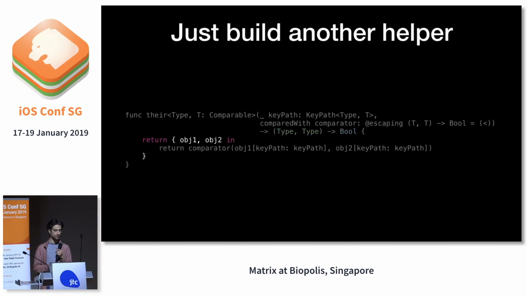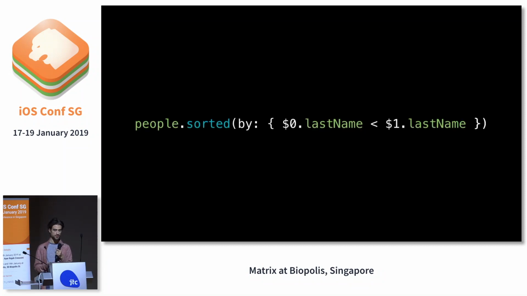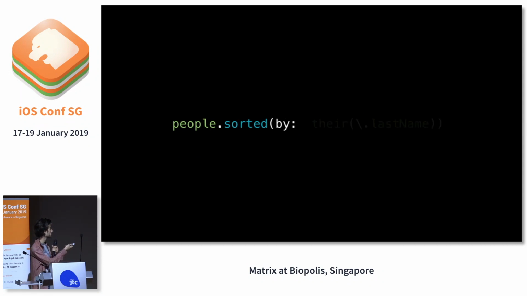So like I said, we return a function that takes two objects, and inside this function we're going to use the KeyPath to get the properties we want to sort on both objects, and we're going to compare those two properties using the comparator. So that's how you implement this function, and once you have it, you are able to turn this line of code into this one.